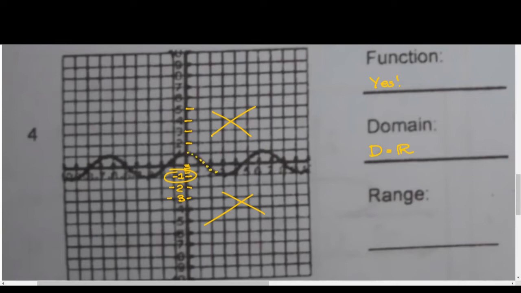Ito yung mga y-coordinates. Check the y-coordinates here, up to this point. Ito ay positive 1. So, yung range, ganito siya. The range is the set of values of y such that y is from negative 1 up to 1. In interval notation, ganito. Negative 1 to positive 1.